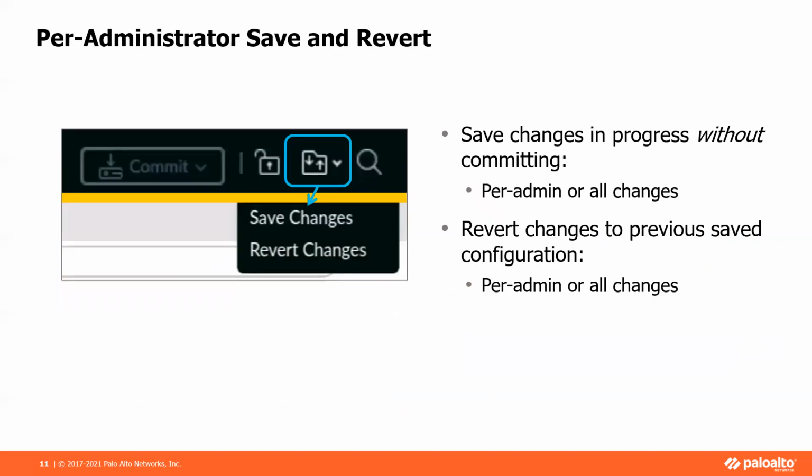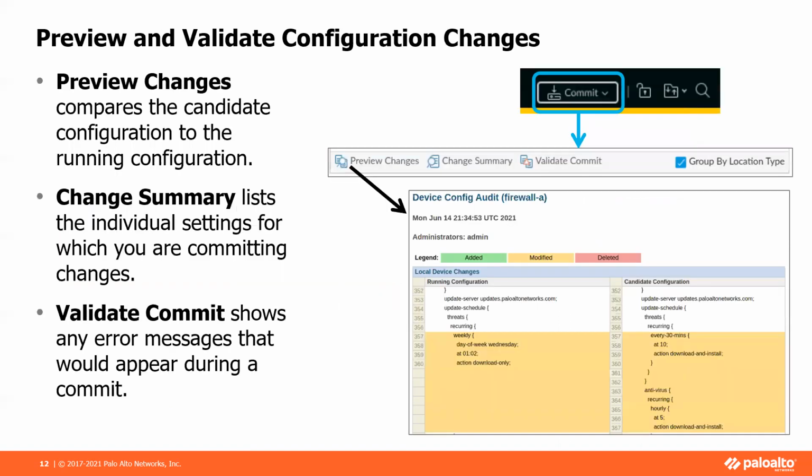With that save icon, you can either save changes or you can revert back those changes. You can save changes without necessarily committing, and you can revert back any previous saved ones. If you click on the preview changes, this will allow you to see the exact command lines that you're changing on the underlying XML file.